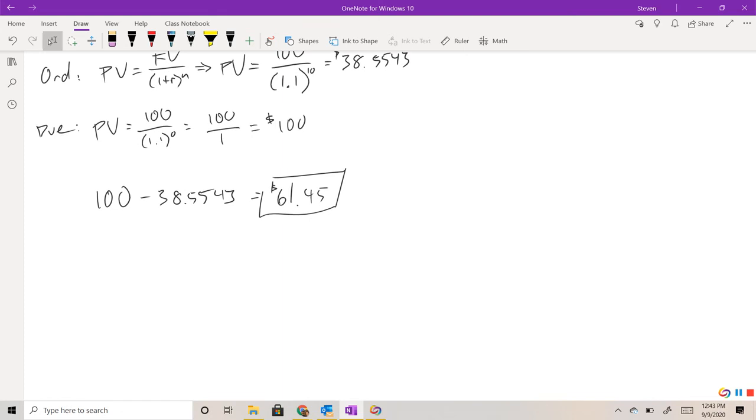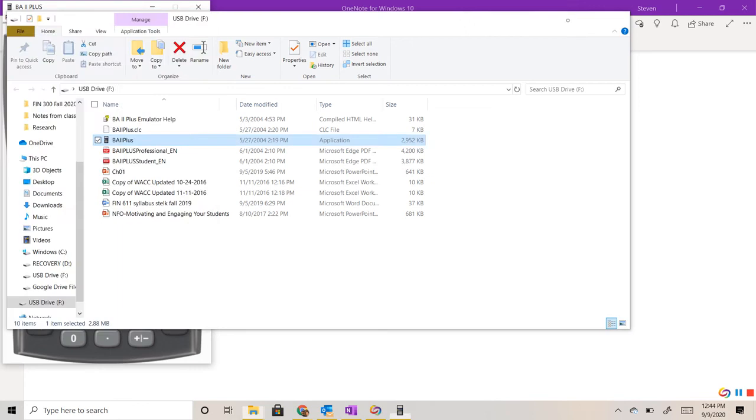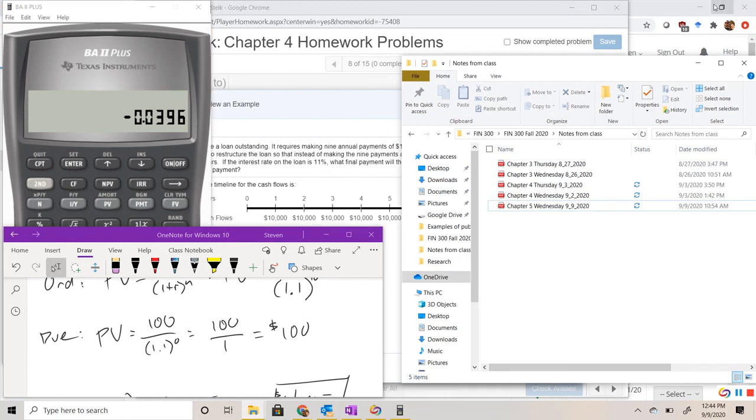Okay, the other way we could do this would be to use the financial calculator. Calculate the present value of each of these and look at the difference. Just let me plug my calculator in here so we can do that. See if I can get both these on the screen at the same time.